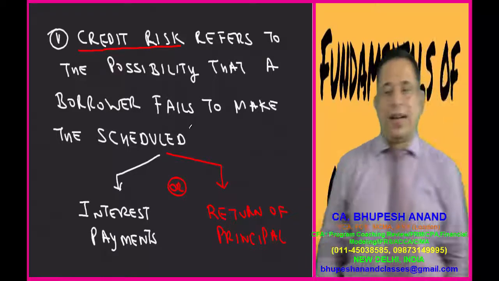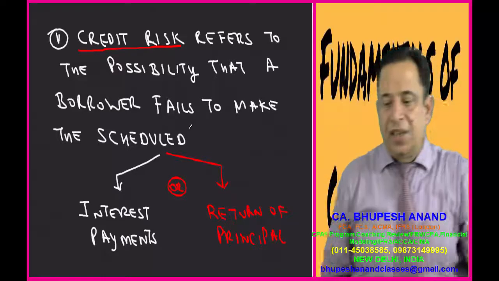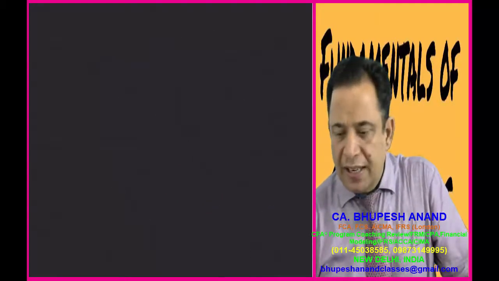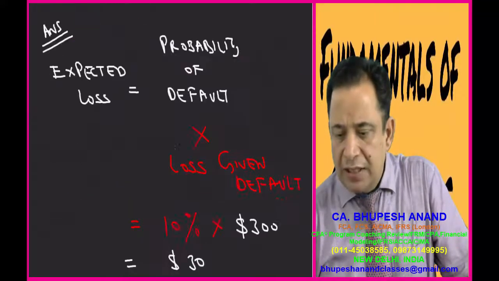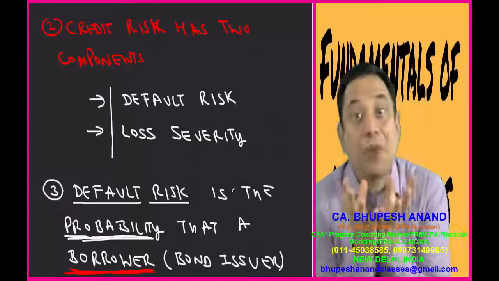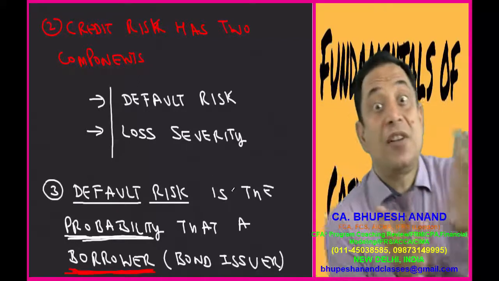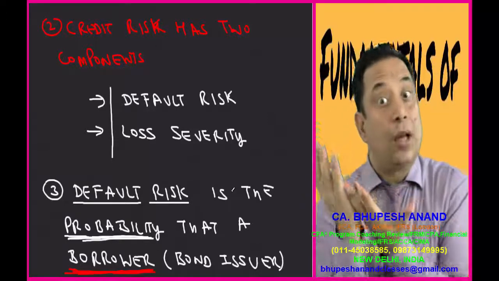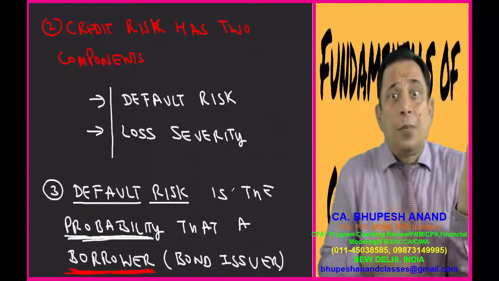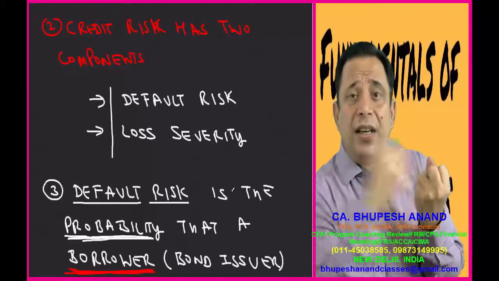So please write down: credit risk refers to the possibility that a borrower fails to make the scheduled interest payments or return the principal. So this is credit risk. I am going to start with the components of credit risk. Credit risk has 2 components. One is default risk: how much is the probability that this borrower will default? How much is the probability that Kingfisher will default? How much is the probability that MTech Auto will default? How much is the probability that General Motors will default in USA? And what is the probability that they will become insolvent, and how much amount they will be paying to their borrowers.